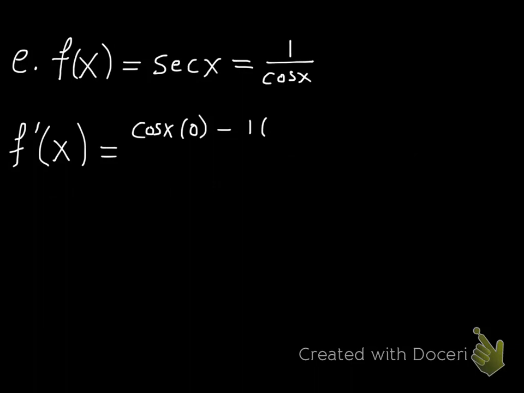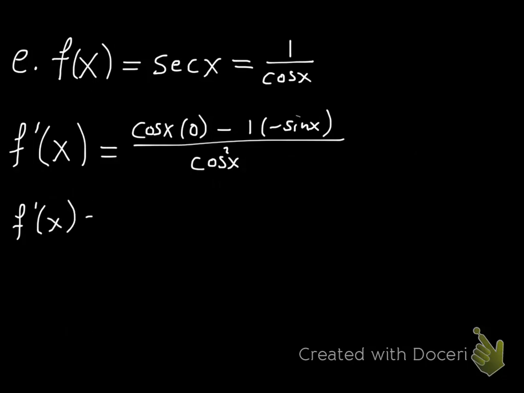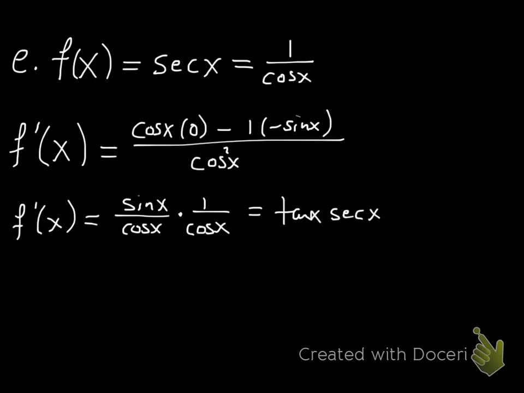The high function's derivative, the derivative of 1, is 0, minus the high function, which is 1, times the derivative of the low function. The low function's derivative is going to be negative sine x, all over the low function squared, cosine squared x. And we can write this as sine x over cosine x times 1 over cosine x. So we have two cosines in the denominator, so we can write it in this form. So that'll give us that the derivative of secant is tan x secant x.